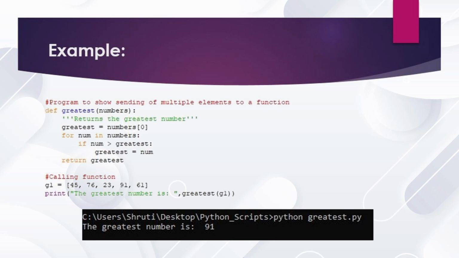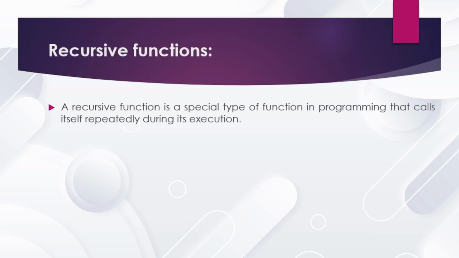In the main part of the program, a list G1 containing 5 numbers 45, 76, 23, 91 and 61 is passed to the function. The result is then printed, displaying the greatest number in the list, which is 91 in this case. Let us now look at another important concept, which is recursion.